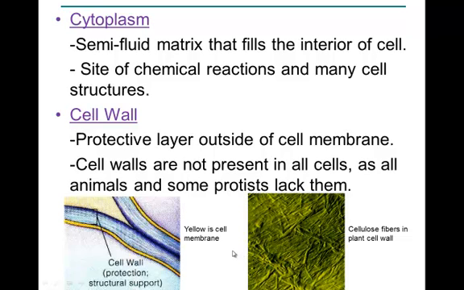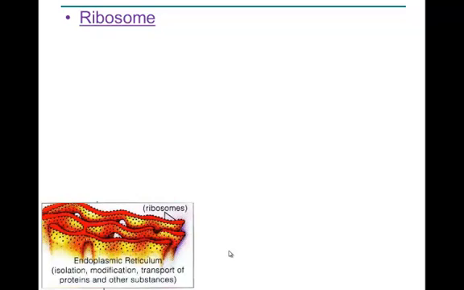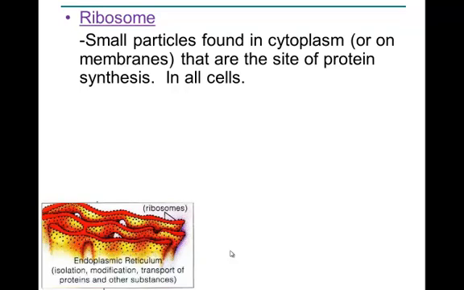Another structure that's found in both prokaryotic and eukaryotic cells is a structure called the ribosome. Ribosomes are small particles that are found in the cytoplasm, and they are the site of protein synthesis. So this is where proteins are made, where amino acids are put together to make the long polymer proteins. And ribosomes are present in all cells.